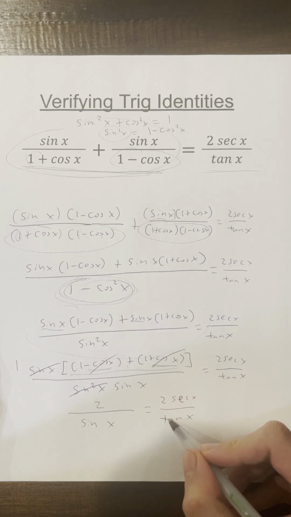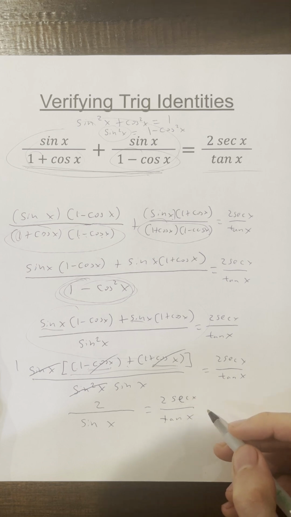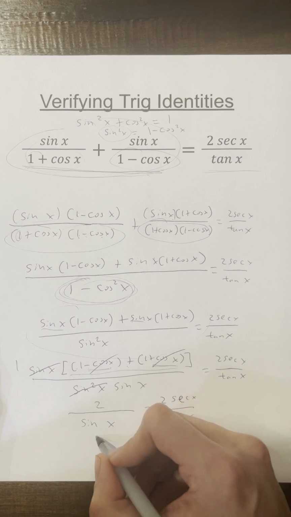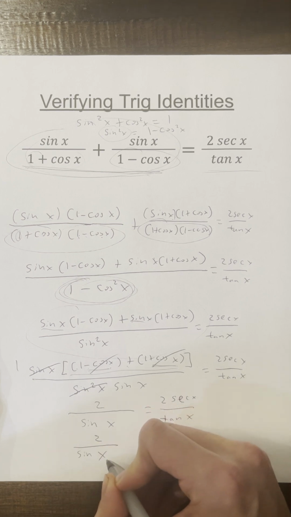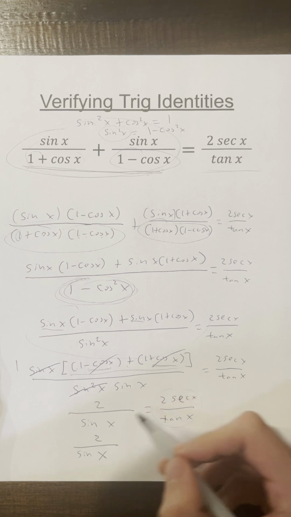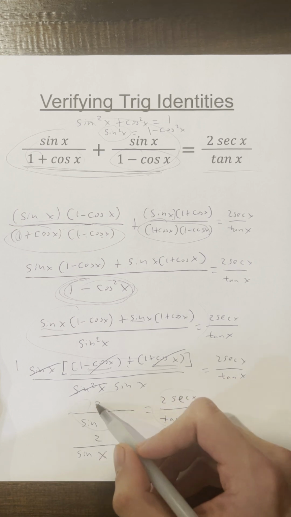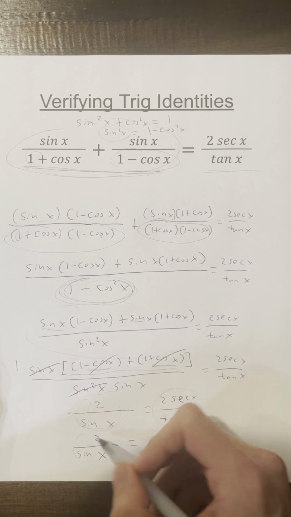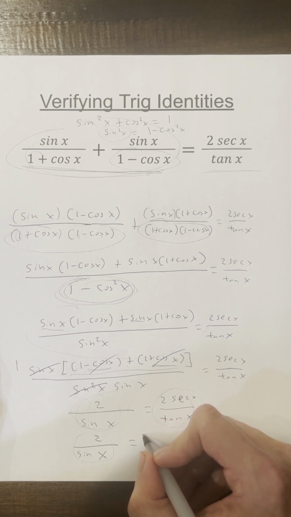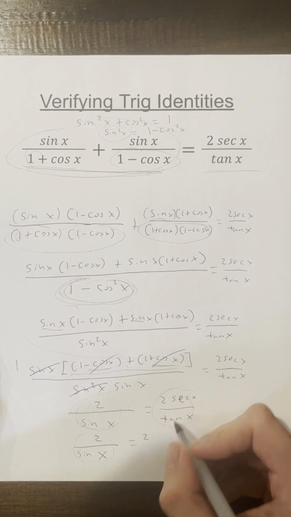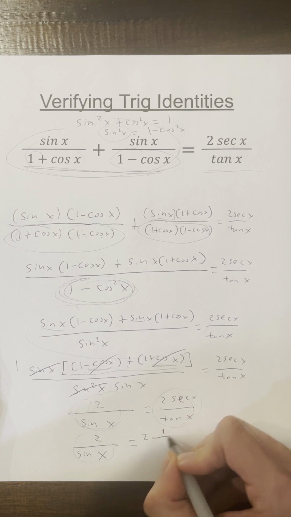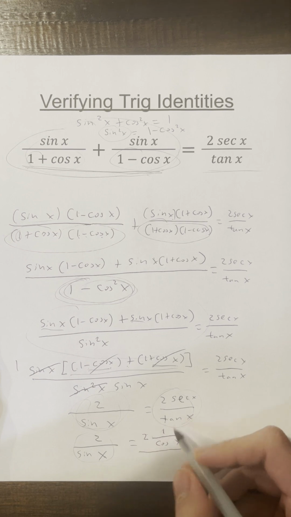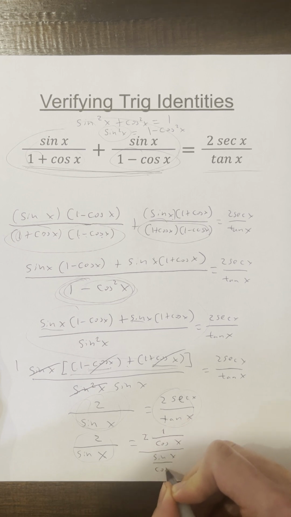But now, I'm going to convert the right-hand side into only terms with sines and cosines. The reason why I'm doing this is because there are no cosines here, just sine on the left-hand side. So we want to make this look a lot like this now. Okay, so 2 times secant is 1 over cosine x divided by tangent x is sine x over cosine x.